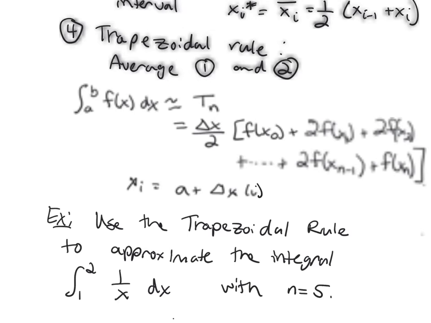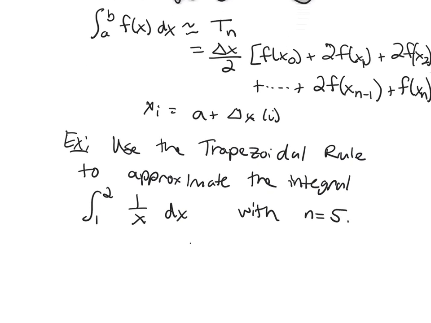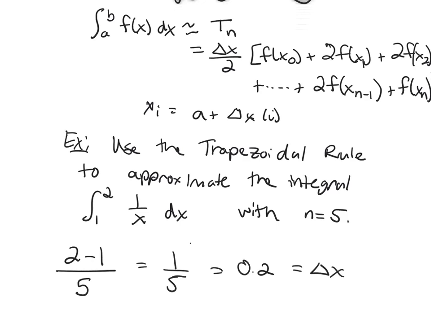So the first thing I need to do with all Riemann sums problems, you always find delta x first, the width of each subinterval. Okay. So to do that, you're going to take b, which is 2, and subtract a, which is 1, and divide by n, which is 5. Okay, 1/5 or 0.2. That's your delta x, the width of each one of your subintervals.